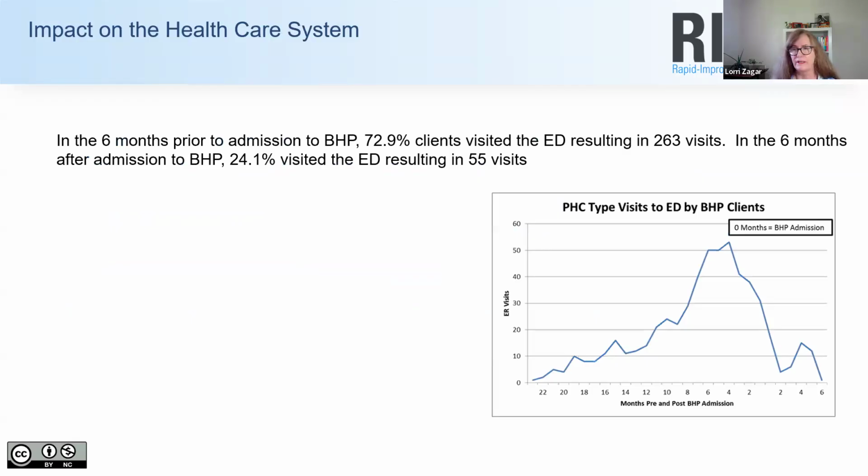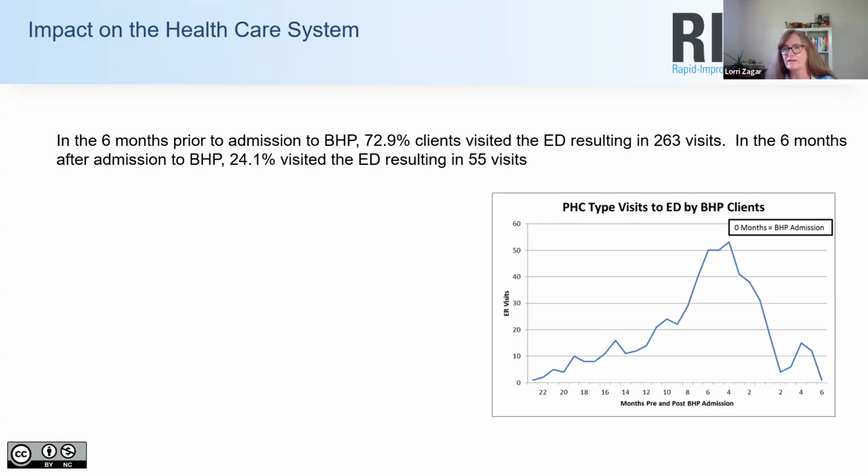So just to give you an indication of some of the success, in the 6 months prior to admission to the Better Health Project, almost 73% of those clients visited the ED, resulting in 263 visits. In the 6 months afterwards, after admission to the Better Health Project, 24% of the clients visited the ED, resulting in 55 visits.